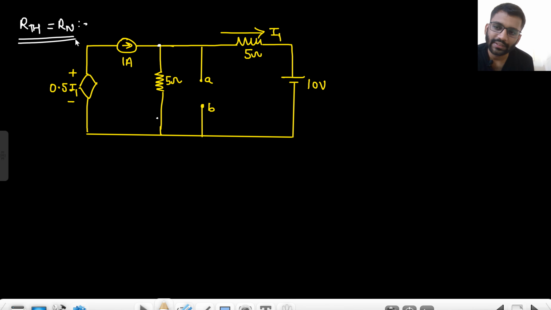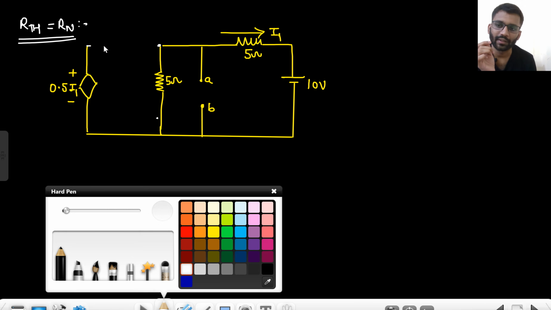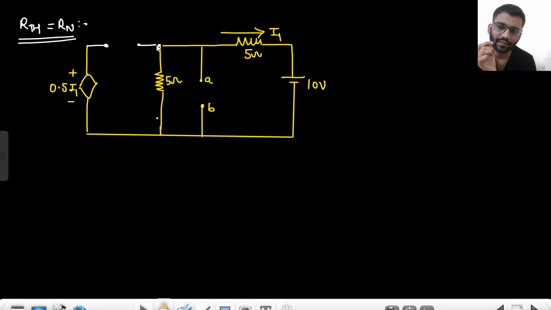So first thing you will do is just nullify the effect of the independent voltage source or current source. This is an independent current source, right? You will simply open circuit it. This will be open circuited. This side is gone. Now this side is of no use.